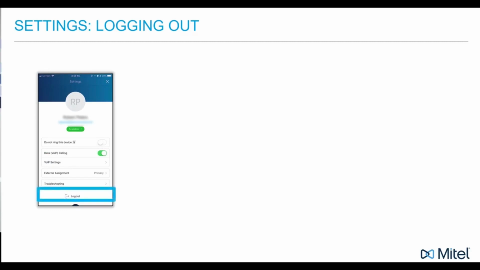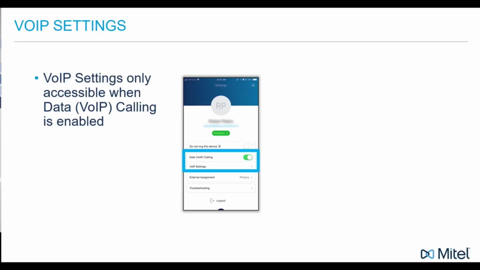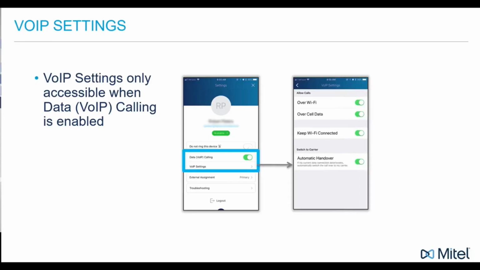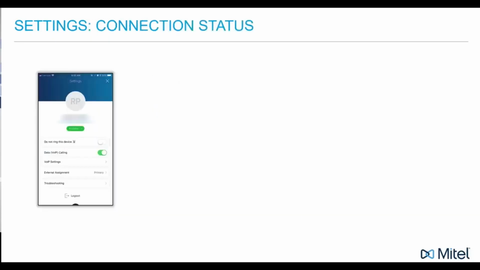On the settings page, here is where you can log out of the client in case you need to restart it. The voice over IP settings allow you to choose to allow calls via Wi-Fi or cellular networks. The settings are only accessible when data or voice over IP calling is enabled. Press the voice over IP settings button to allow Wi-Fi and cell data calls, as well as enable the automatic handover. You can also see the connection status of your Connect for Mobile client.